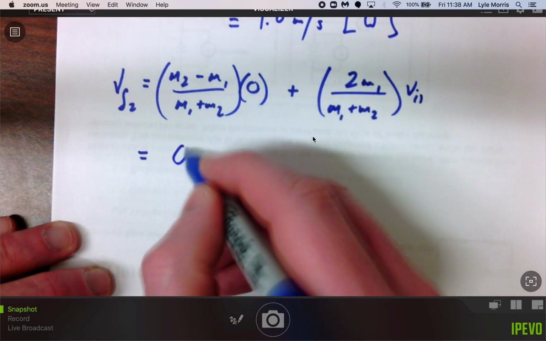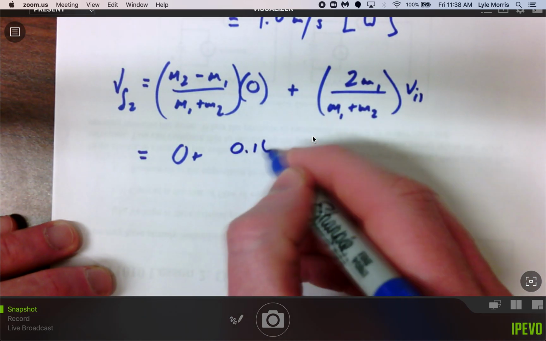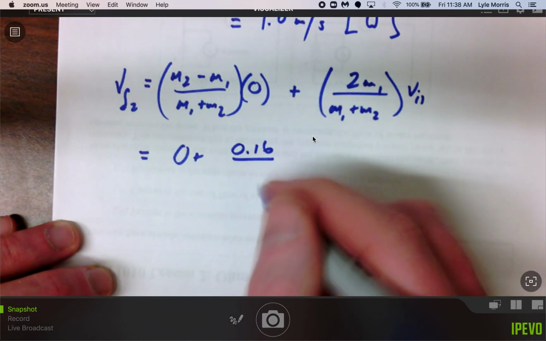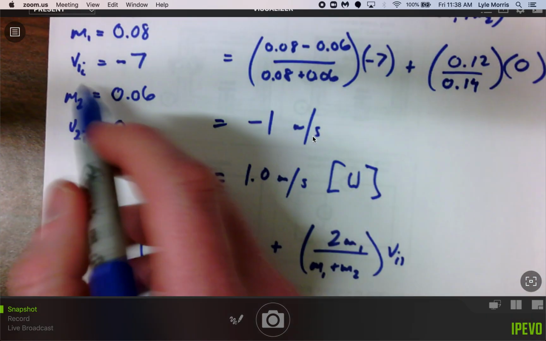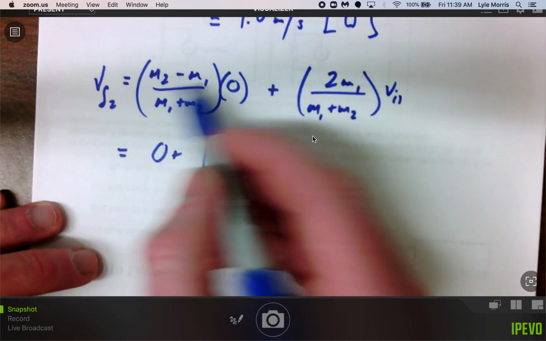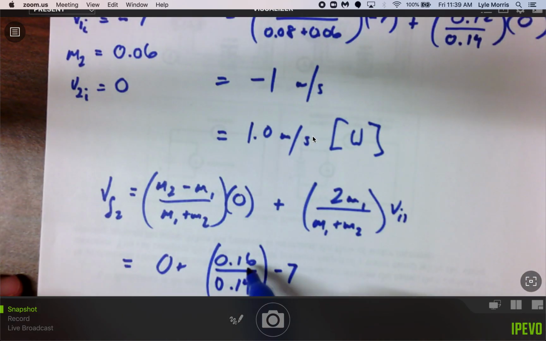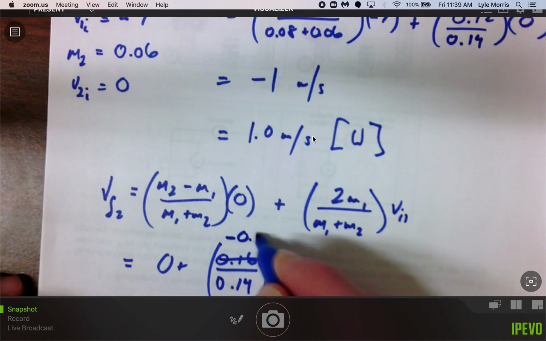VI1 equals, that's 0 plus M1 was 0.08, so it's 0.16. M1 plus M2 is 0.14. VI1 was negative 7. Oh, hang on, M2 minus M1. Oh, I added M2 minus M1, so this is actually negative 0.02. So negative times negative, we're going to get a positive out of this.